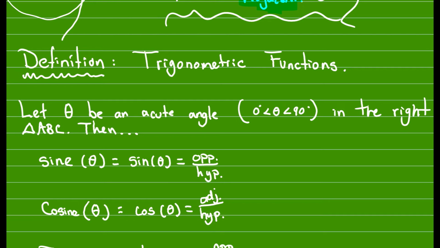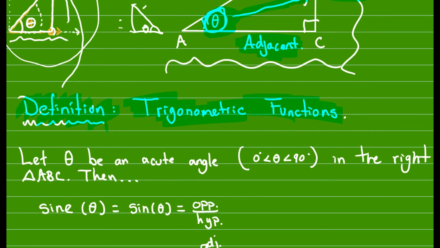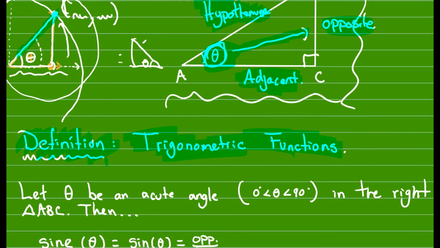Definition of trigonometric functions. Let's do this. More than the definition is what are we talking about? Remember that I said that we're going to be rotating this angle around, and every time that we rotate it to a different point along the circle, we're going to get a different triangle. These triangles have different measurements. We can get infinitely many triangles just by rotating that angle.